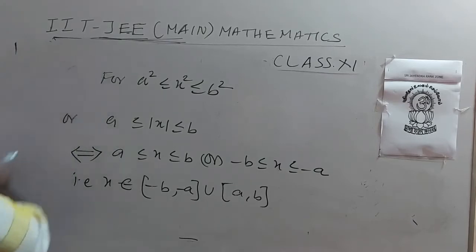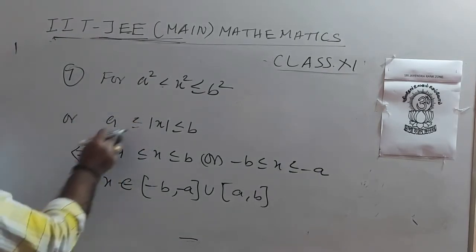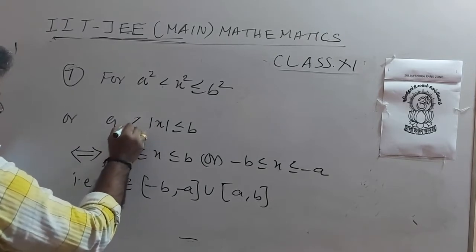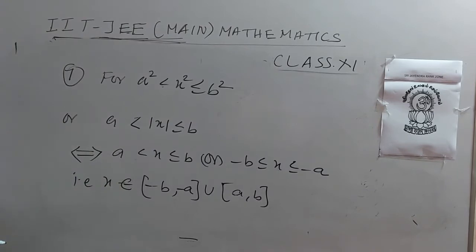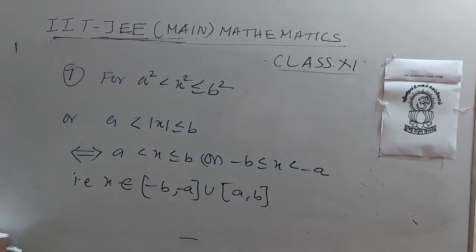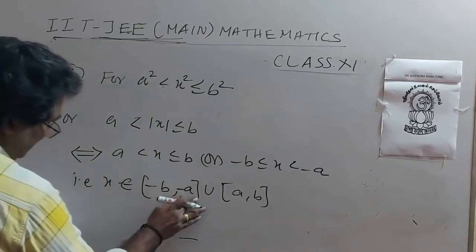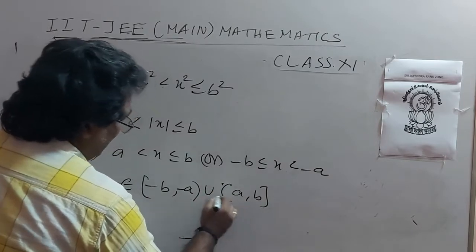Next one is a slightly small adjustment here. Seventh one: a squared less than x squared less than or equal to b squared, or a less than modulus x less than or equal to b. Here a is less than x less than or equal to b, and here less than minus a. So x belongs to minus b to minus a, where minus a is open and here a is open.